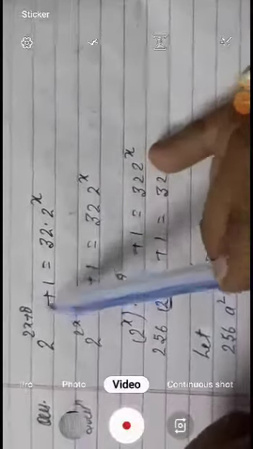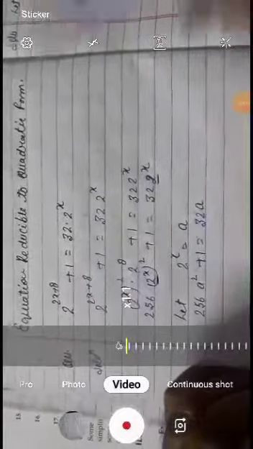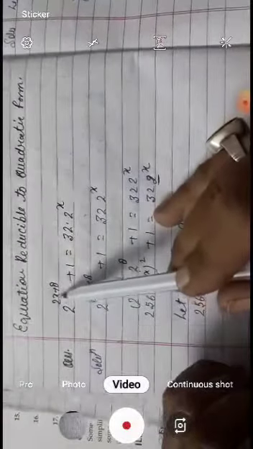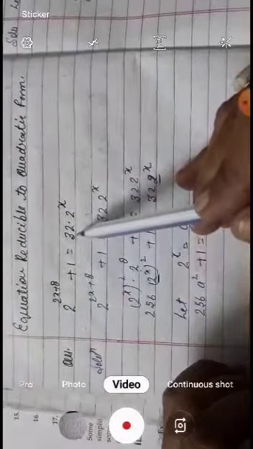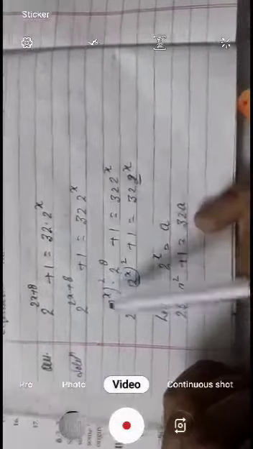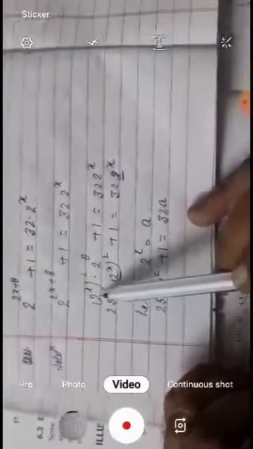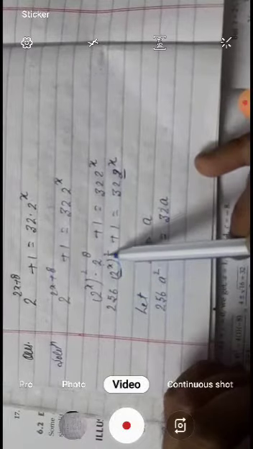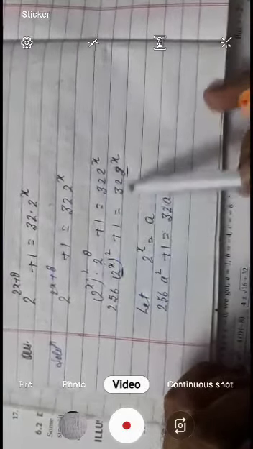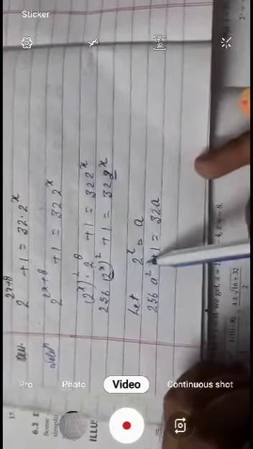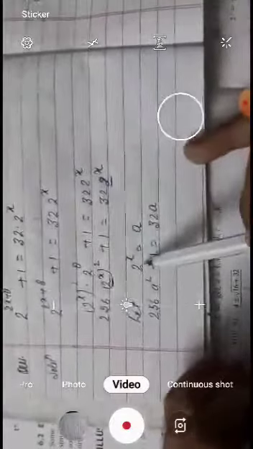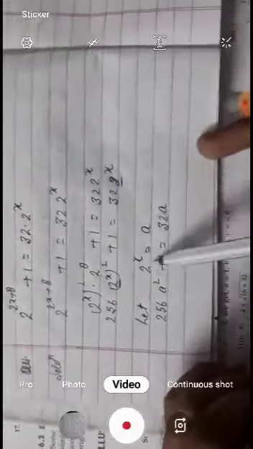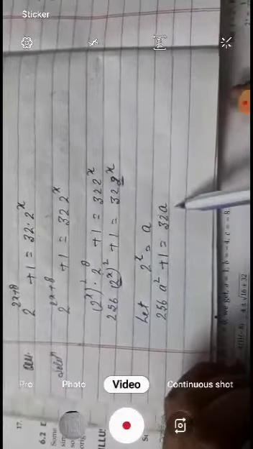The reducible form of the question is given: 2^(2x+8) + 1 = 32 · 2^x. This is our question. Firstly, we have to simplify it in this form and we get 256 · (2^x)² + 1 = 32 · 2^x. Let us consider 2^x equal to a. Putting a in place of 2^x, we have this equation.